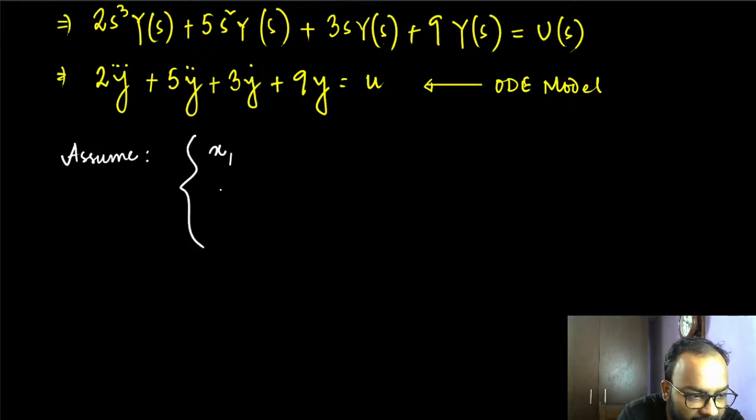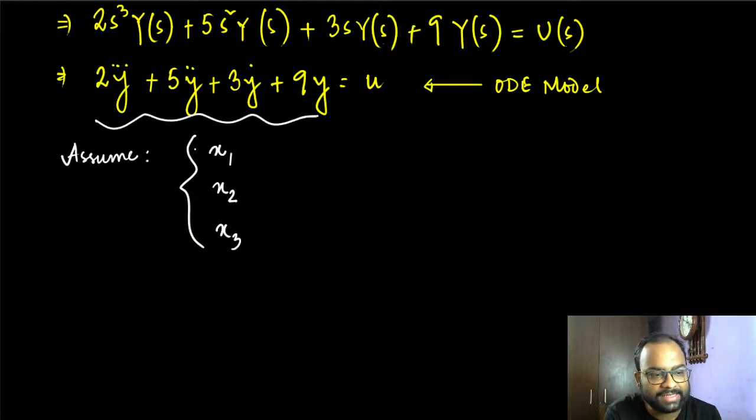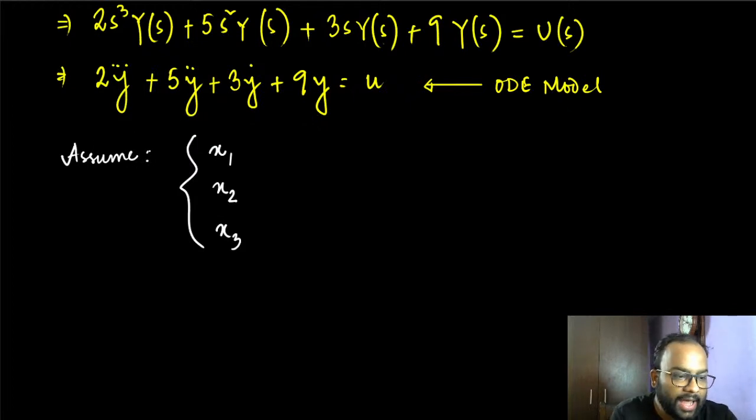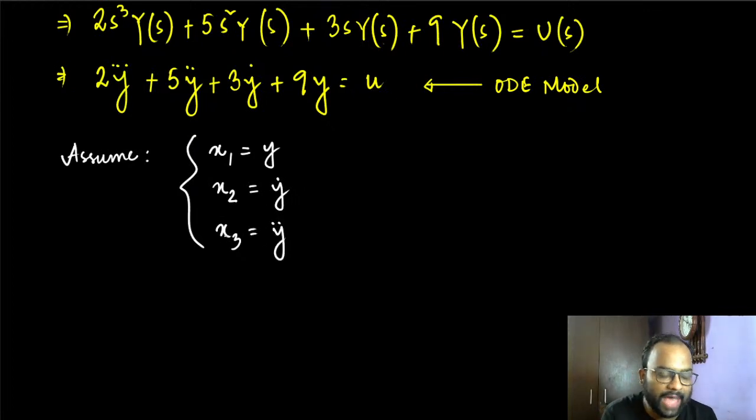So the state variables are x1, x2, x3, and we also talked about the physical significance of these, right? So if it is describing a mechanical system where y is displacement, then y dot is velocity and y double dot is acceleration, and this is exactly what these state variables are describing. So this is assumed to be y, this is assumed to be y dot, and this is assumed to be y double dot. And we also realize that having 3 state variables for a third order system is sufficient.